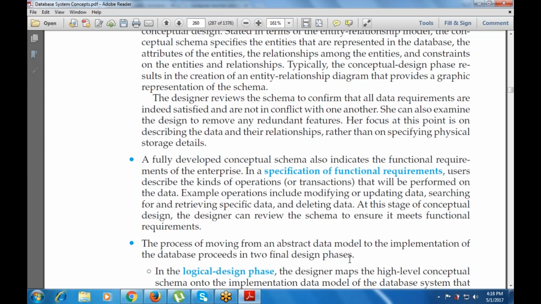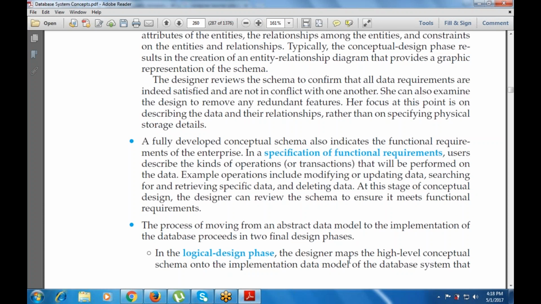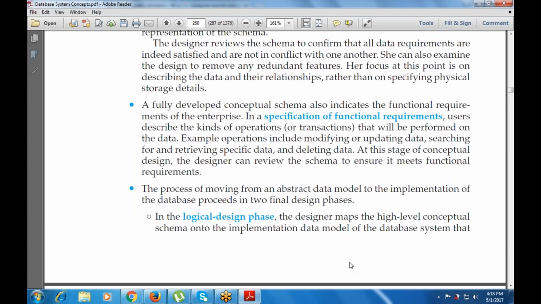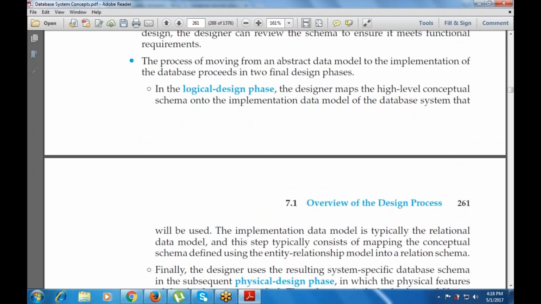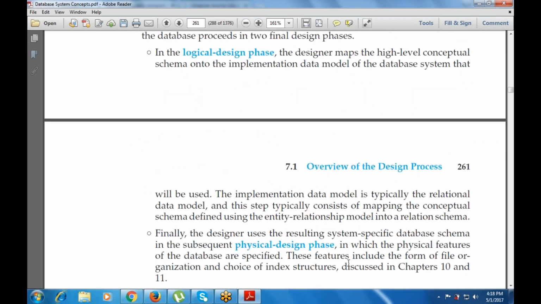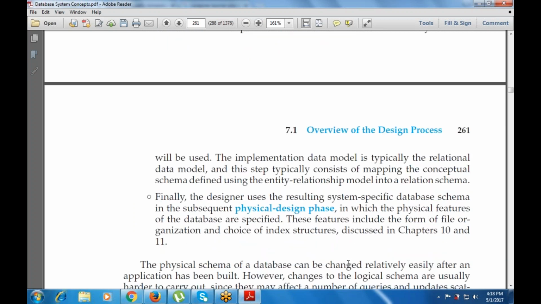The process of moving from an abstract data model to the implementation of the database design proceeds in two final design phases. One is the logical design phase, which maps the high-level conceptual schema onto the implementation data model of the database system that will be used. Then there is the physical design phase, in which the physical features of the database are specified. That includes the file organization and the choice of index structures.